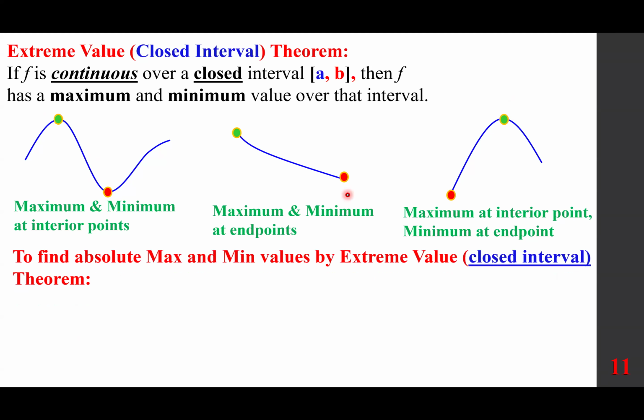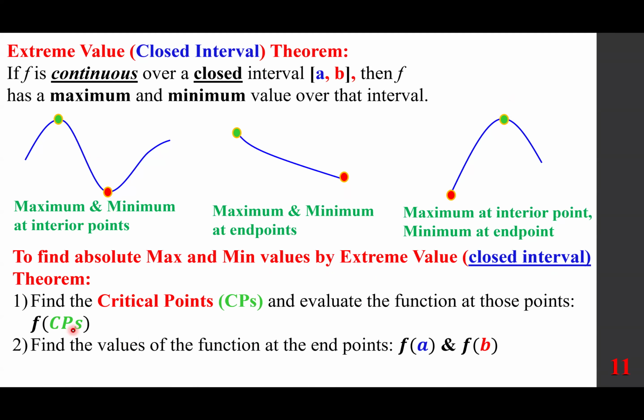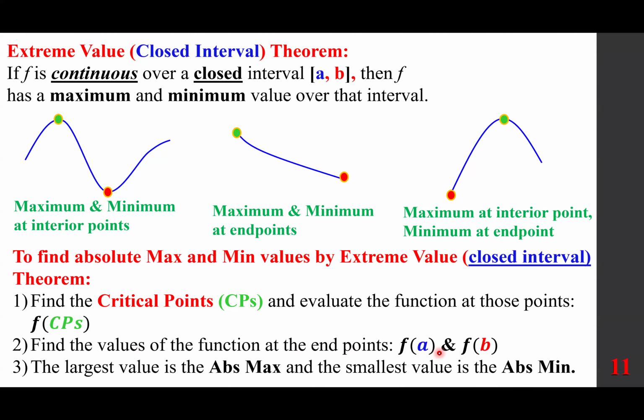So to find absolute maximum and minimum values by the extreme value theorem or closed interval theorem, number one, find the critical points, CPs, and evaluate the function at those points, f of CPs. Number two, find the values of the function at the endpoints, f of a as well as f of b. Finally, the largest value is the absolute max and the smallest value is the absolute minimum.